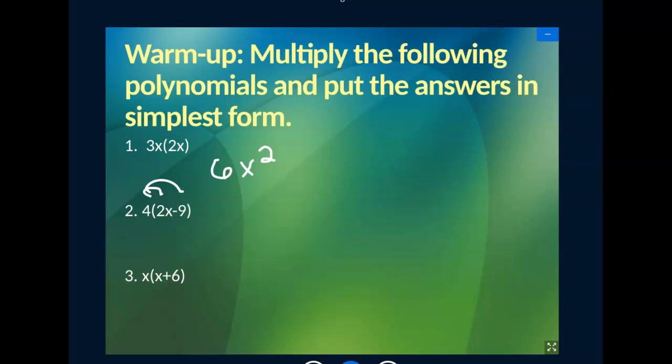Awesome. Look, you guys are using all your math terms. We're going to distribute the 4 to both. 4 times 2x is 8x. And 4 times 9 is 36. Just be careful, there's a minus in there. Okay, same thing down with number 3. We're going to distribute that x. When you multiply 2 x's together, you have 2 of them, or x squared plus 6x.